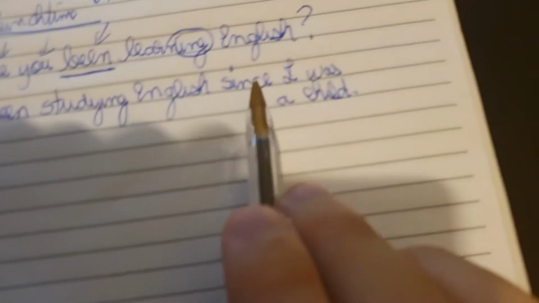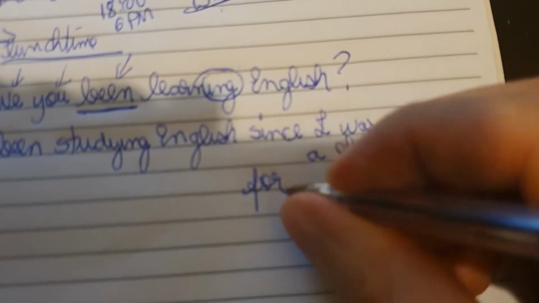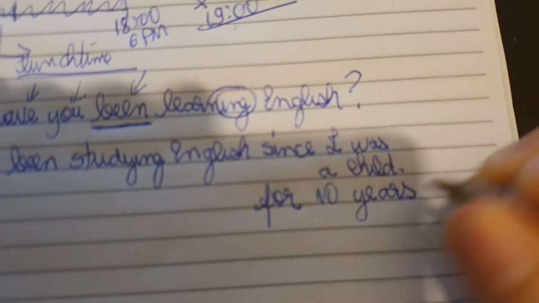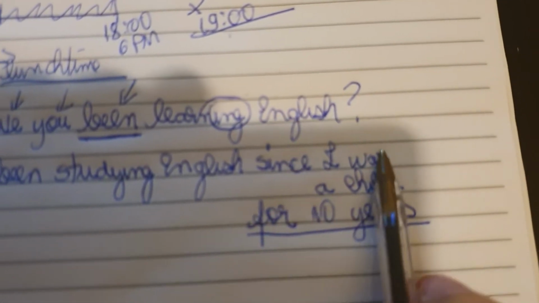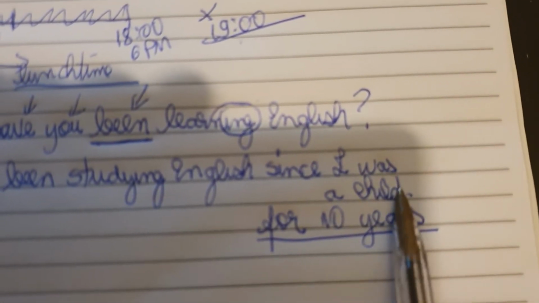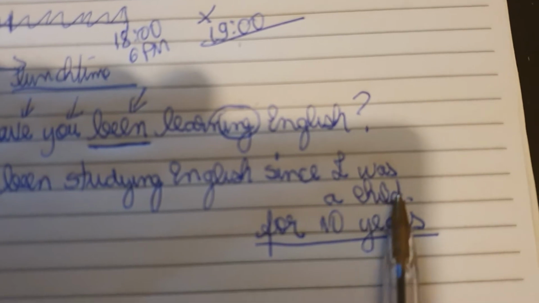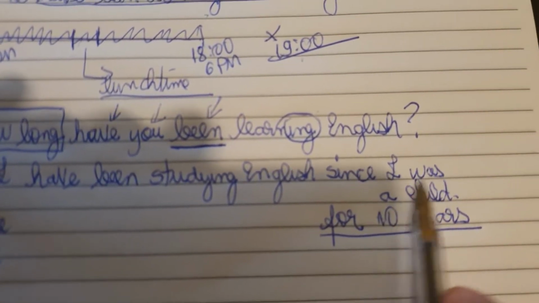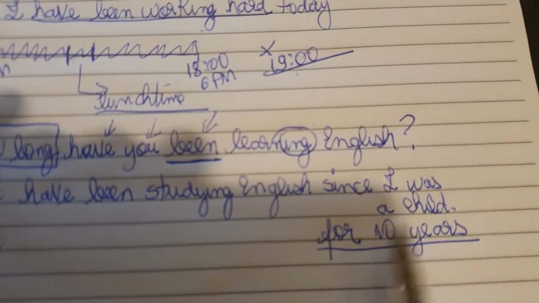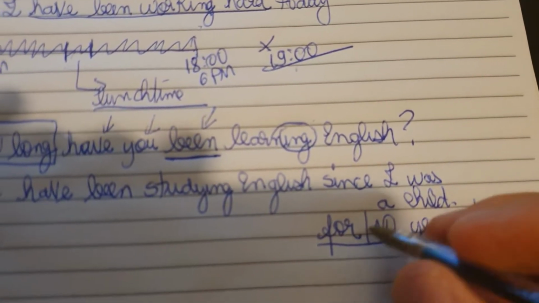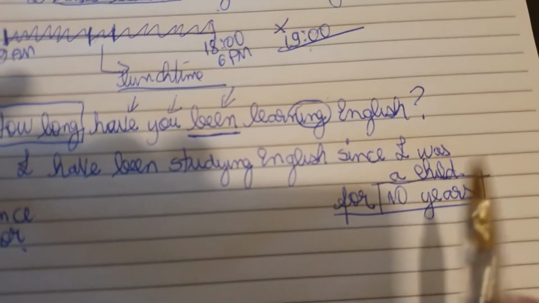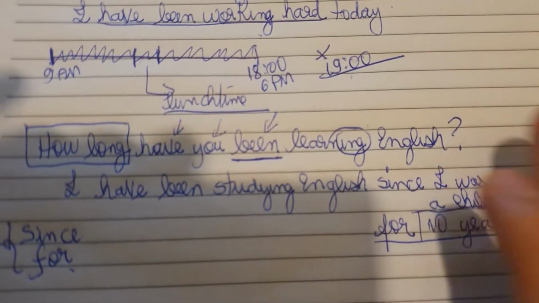I have been studying since I was a child. I have been studying for 10 years, for example. Since marks the milestone in which you start something. Okay, so what was the beginning of this action, and the for shows the interval or the duration something has been done, right? Okay, so that's it.